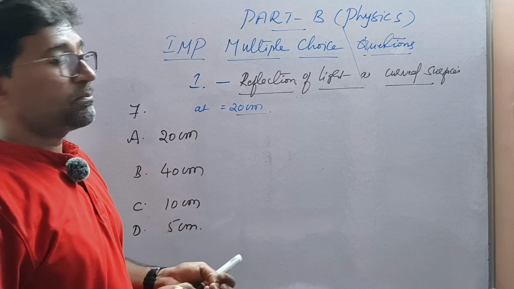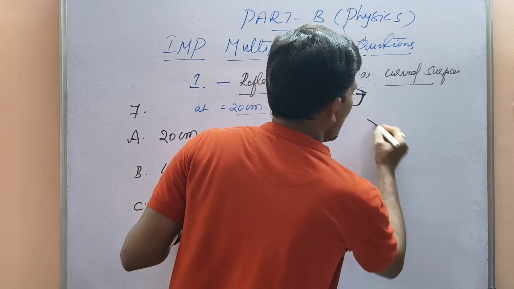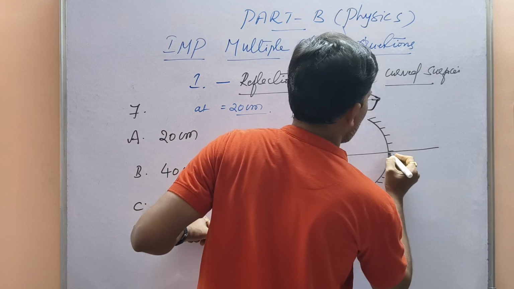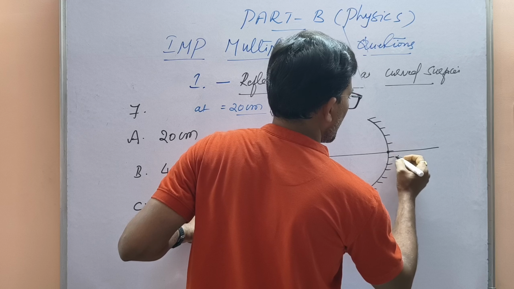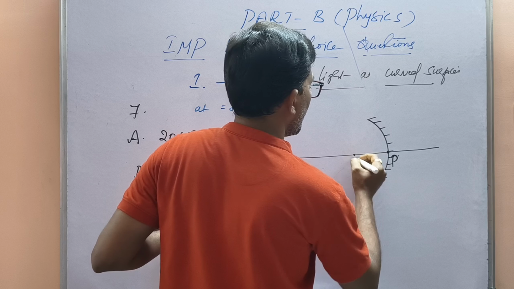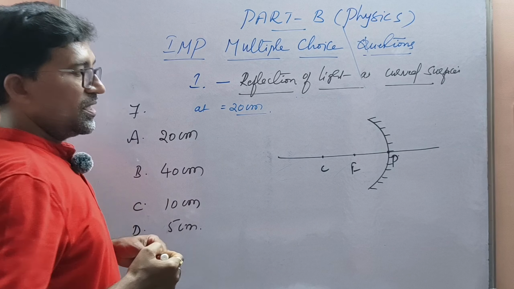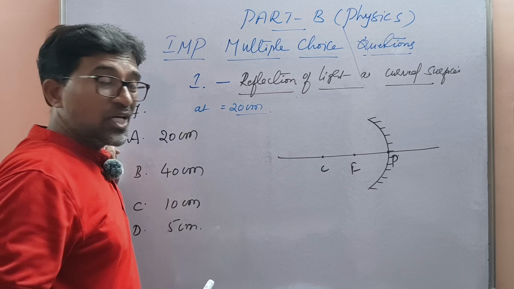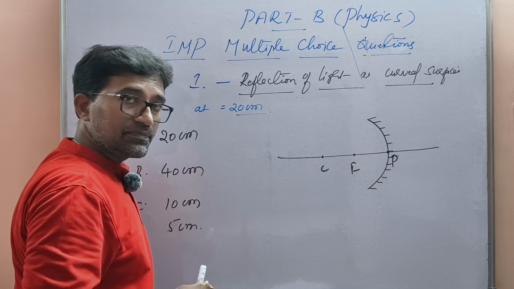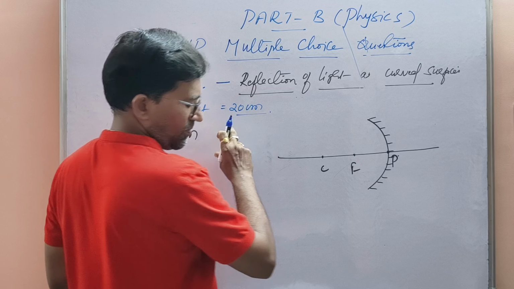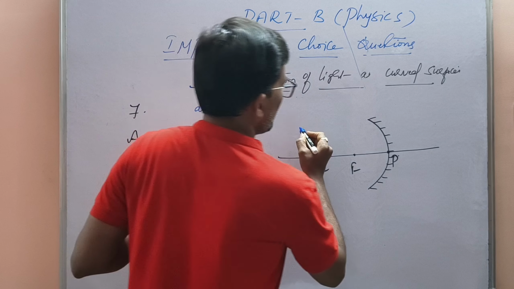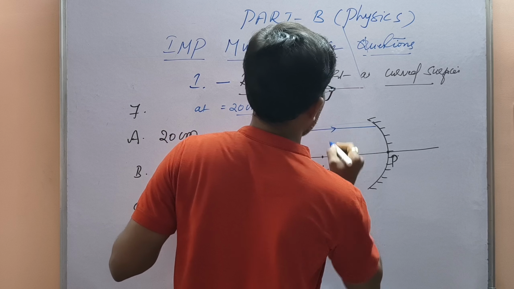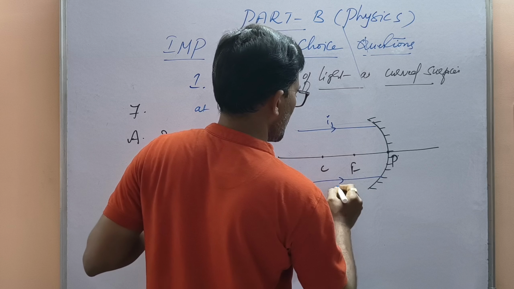But to solve this, you should know the ray diagrams and the rules pertaining to ray diagrams. He has clearly mentioned a concave mirror in the question. This is the pole, here is the focus, and here is the center of curvature. According to the rules while drawing ray diagrams, if all the incident rays are parallel to the principal axis, for example this is incident ray 1 and this is incident ray 2.